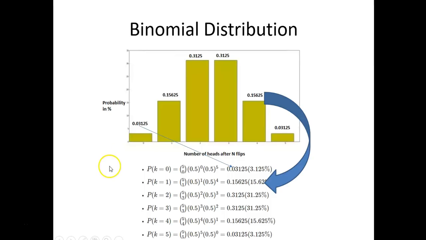Why is it called binomial distribution? Because every coin toss is an event, or an observation, and it has two possibilities, 0 and 1, or head and tail in this case. So that's why we call it binary or binomial.